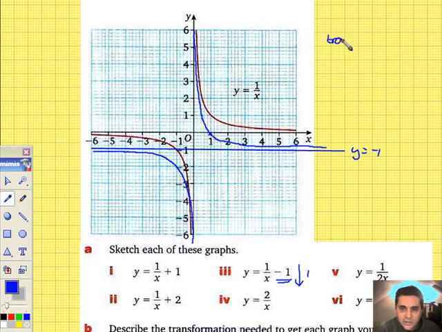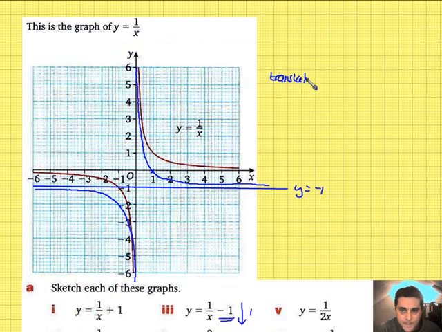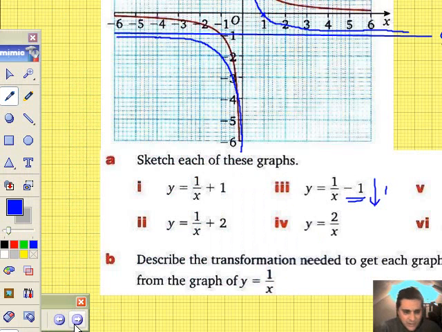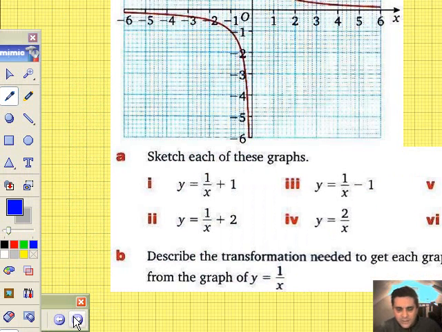So it's a translation of the original y equals 1 over x, and I'm using the vector (0, -1). In other words, I'm dropping it straight down by 1 unit. Okay, very, very straightforward. Next one, much less straightforward.